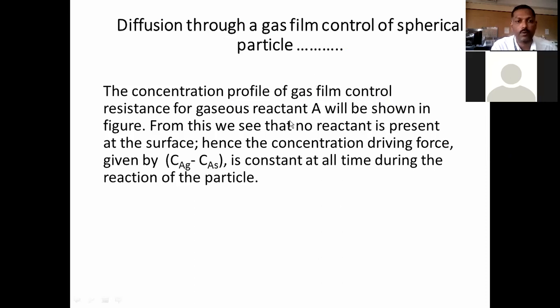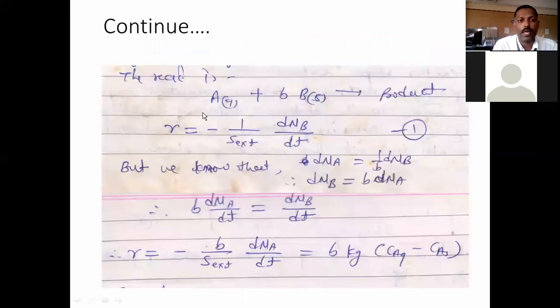Okay, already we discussed. From this we see that no reactant is present at the surface. Hence the concentration driving force given by CAG minus CS is constant at all times during the reaction of the particle. Now the reaction we consider: suppose A plus bB gives the product. A is the gas and capital B is the solid. Small b is the stoichiometric coefficient. Noting this, we calculate R.